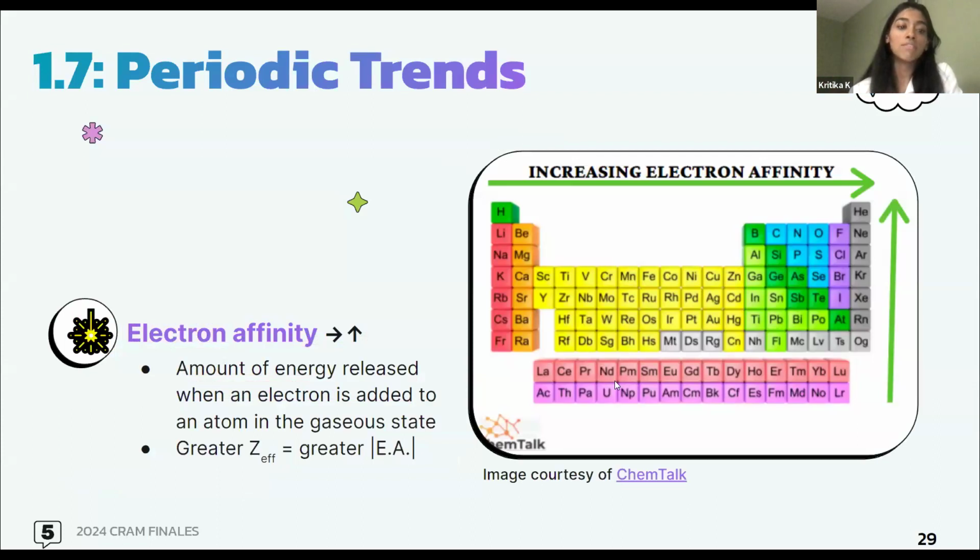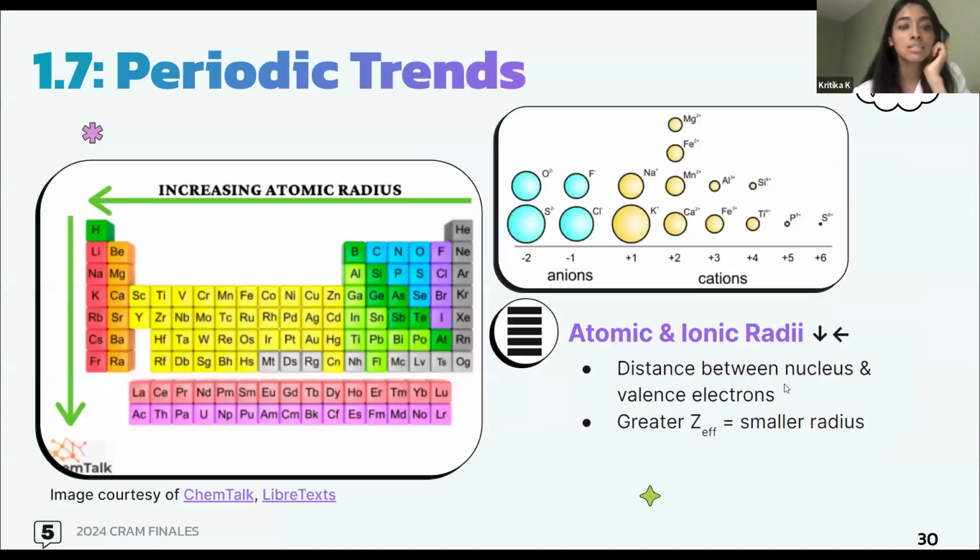Next, we have electron affinity, which isn't really as important as the first few that we've gone over, but it is good to know. Electron affinity is the amount of energy released when an electron is added to an atom in the gaseous state. As the effective nuclear charge increases, we're also going to have a higher electron affinity. Once again, like the other three that we just went over, it has the same pattern where it increases from left to right and increases as you move up the periodic table. Okay, next slide.